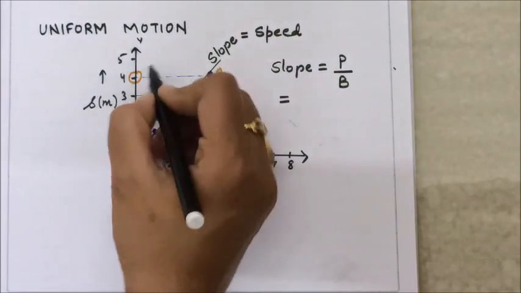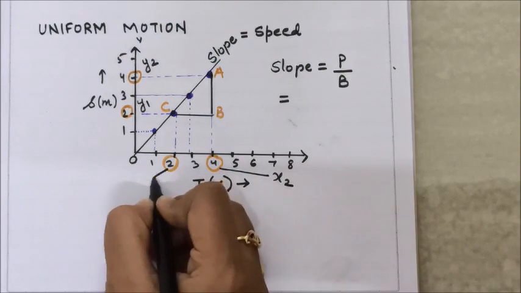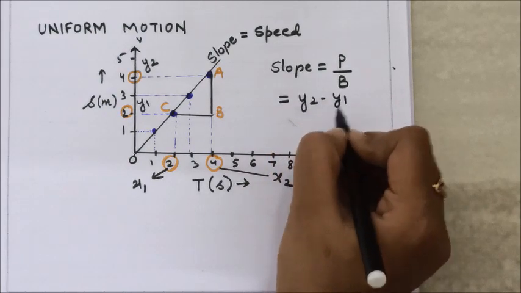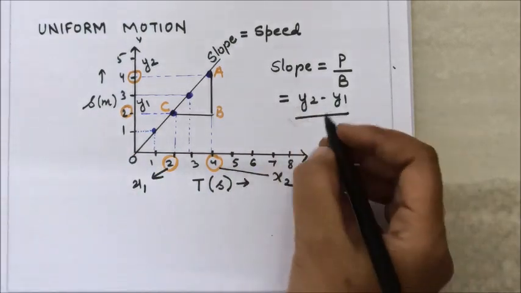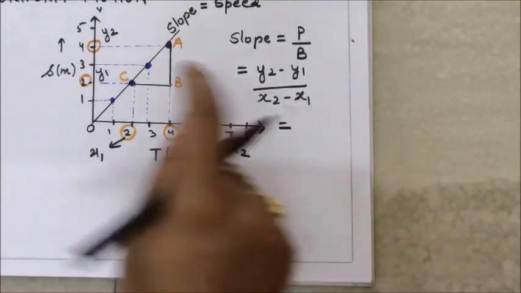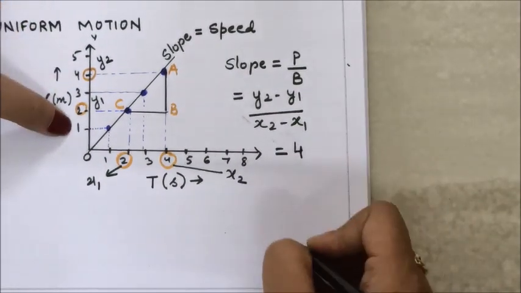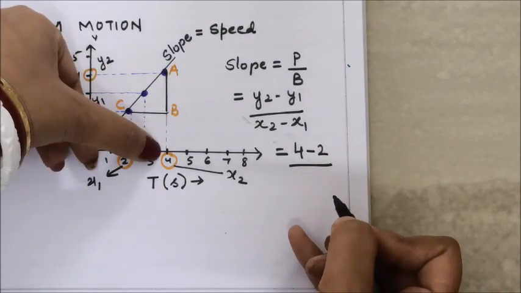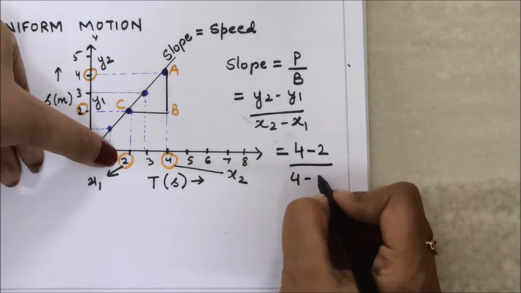So if I name these y2 and y1 and these x2 and x1, I can write my perpendicular height as y2 minus y1 and my base as x2 minus x1. If we solve it further, the y2 value was 4 over here and the y1 value is 2 over here. Similarly, my x2 value is 4 over here and x1 value is 2 over here.